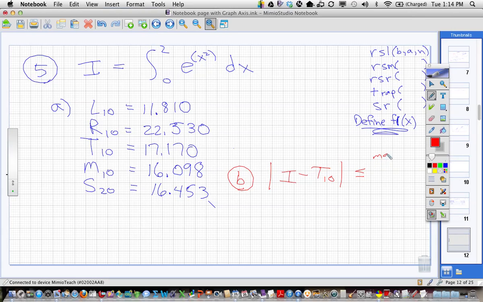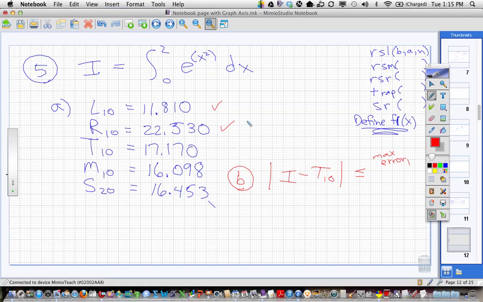In other words, that's like asking for the max error. That's what that's saying. What's the most? That's what it means by a bound. What's the most that T10 is off? Right? We don't know how much it's off. But I think we could decide what's the most it could be off. Here's why. And they said use L10 and R10. Okay, so here's L10 and here's R10. What can you tell me about those?